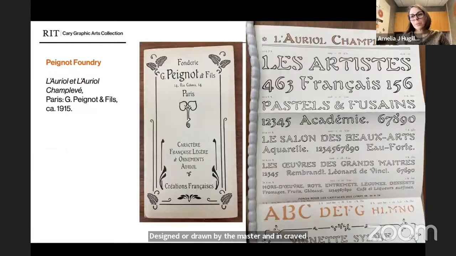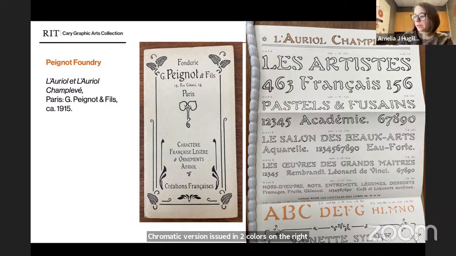This is another popular Peignot face. This is Ariel by the illustrator Georges Ariel, which is the type that was adopted by the early Paris metro signage. I particularly enjoyed the champlevé or enameled chromatic version issued in two colors on the right.